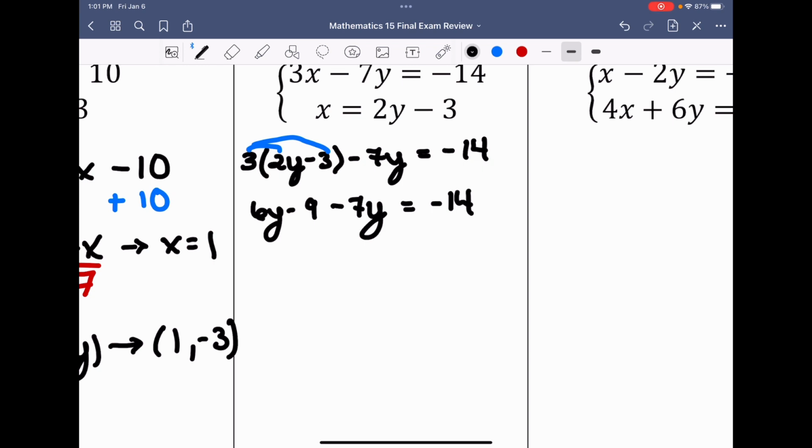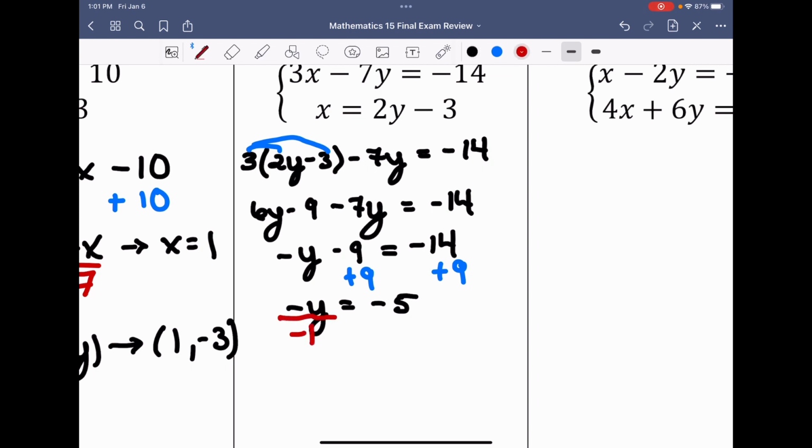I'm going to isolate for the y, but before I do that, I'm going to combine like terms. 6y minus 7y is -y minus 9 is equal to -14. I'm going to add the 9 across. And when I add the 9 across, here's what I get. -y is equal to -14 plus 9 is -5. And then lastly, we have that negative coefficient, which is technically a -1. We're going to divide by it.